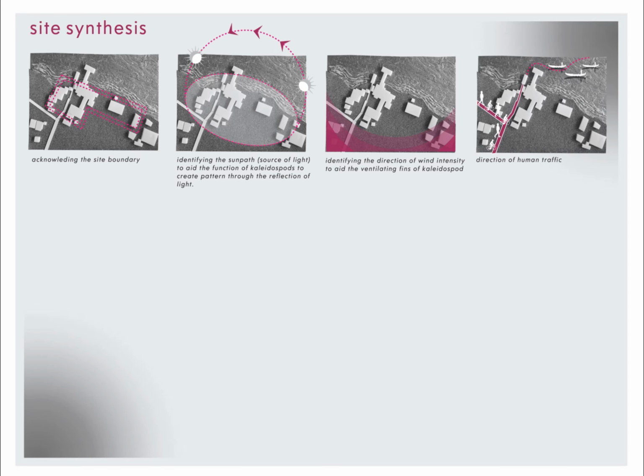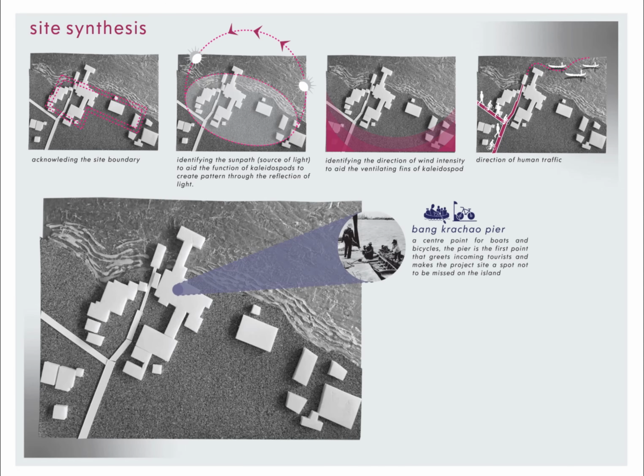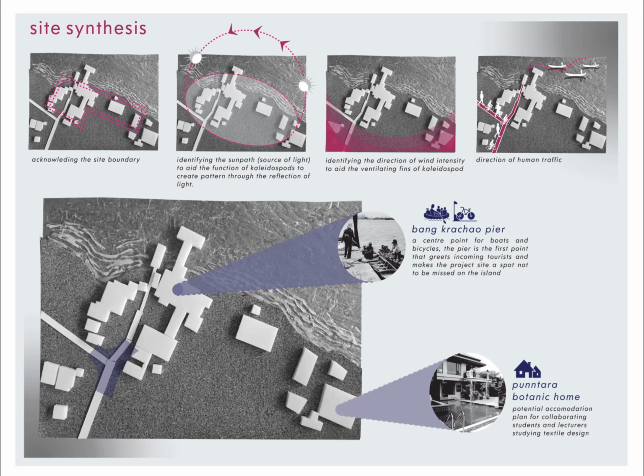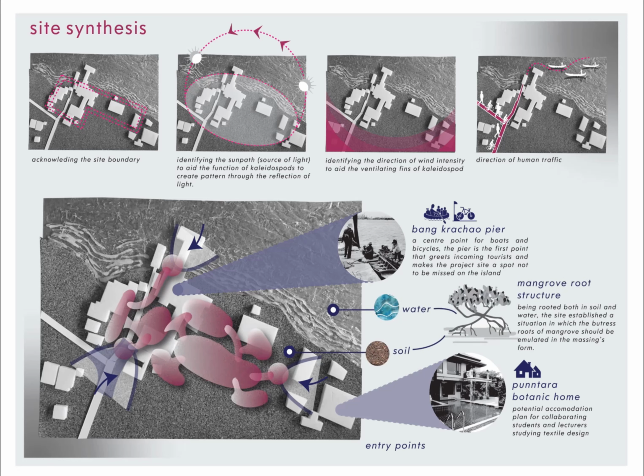With that, I pinned the main assembly points that will draw in human traffic from 3 directions. Firstly, the Bangkrachao Pier that welcomes tourists from opposite shores of the island. Secondly, the crossroads in front of the bicycle sheds. And lastly, a neighboring Puntara Botanic Home that could serve as an accommodation for visiting lecturers and students for the textile design program. With these points pinned, the proposed site massing branches into the core of the project site like the buttress roots of a tree, since it is also rooted in both soil and water like the plant.